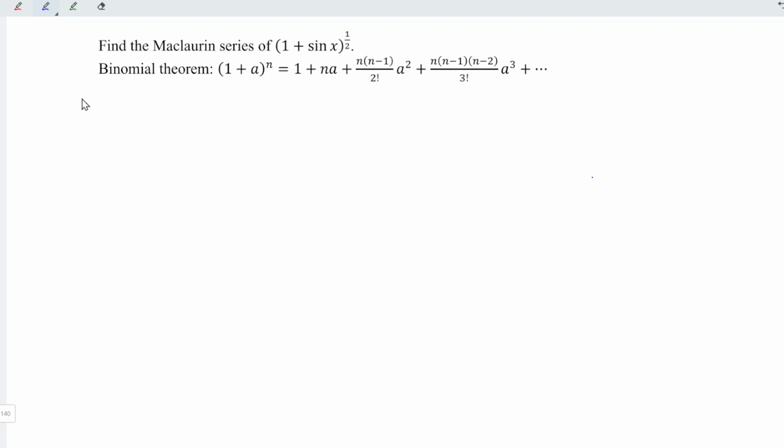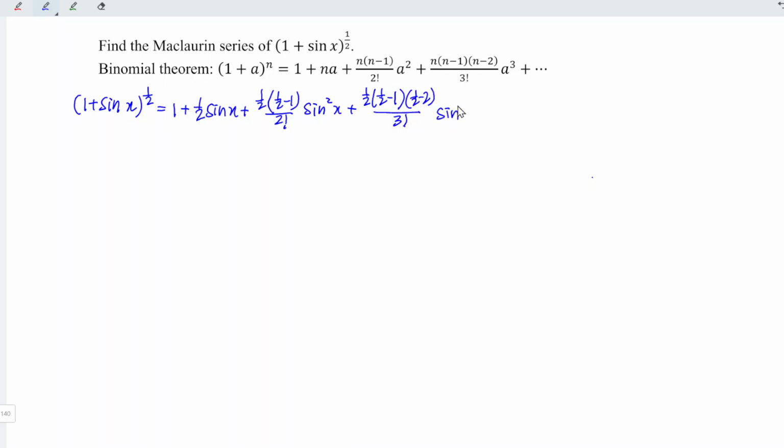So what we have here is (1 plus sine x) to the power of half is equal to, by comparing to the formula, a is equal to sine x, n is equal to the power of 1 over 2. So we have 1 plus n, 1 over 2, times a, sine x. And we plus n, so 1 over 2 times (1 over 2 minus 1) divided by 2 factorial, and a squared, which is sine squared x, plus 1 over 2 times (1 over 2 minus 1) times (1 over 2 minus 2) divided by 3 factorial, sine to the power of 3 x.